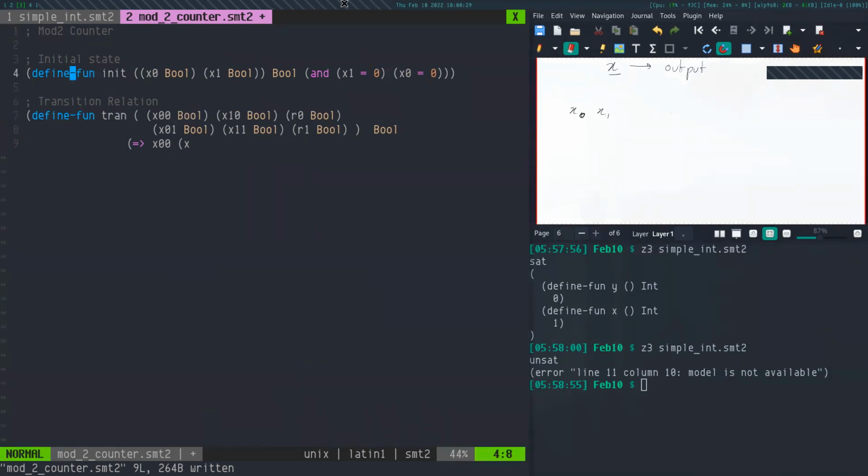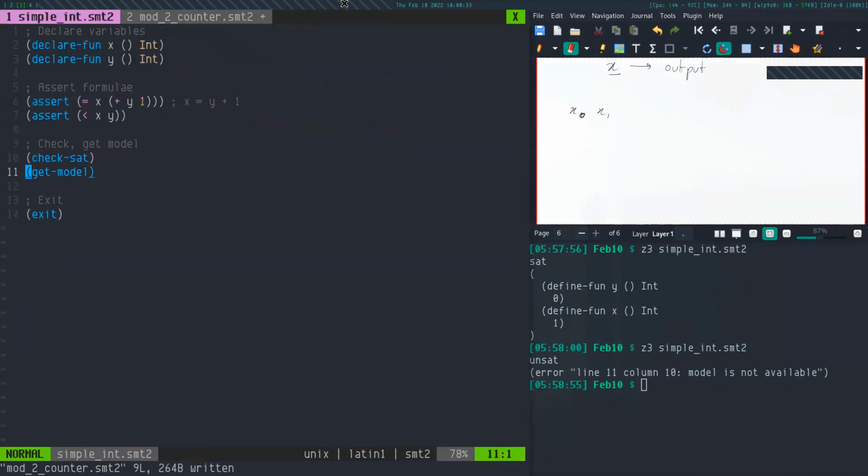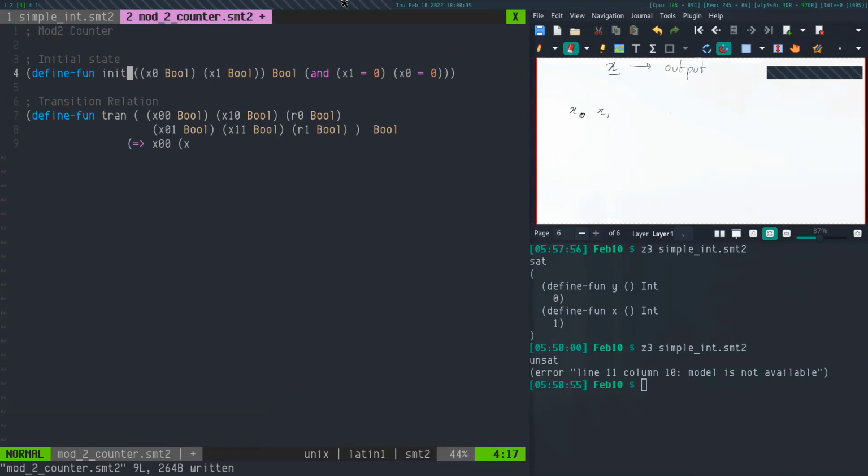What this is going to do is define this function. The difference between declare-fun and define-fun is that declare-fun just declares something, and define-fun allows you to add an expression for that particular function. So this says that init is a function with inputs x0 of Boolean type and x1 of Boolean type, output of Boolean type, and the value of the function is given by the expression.